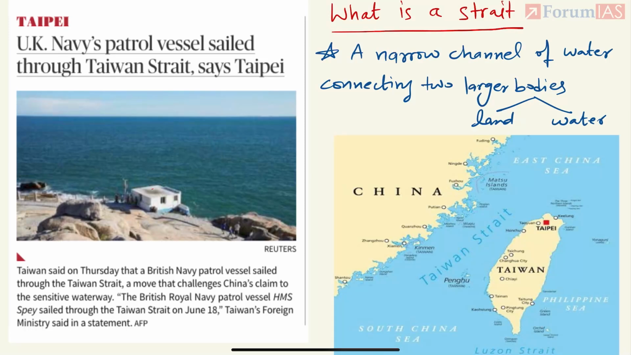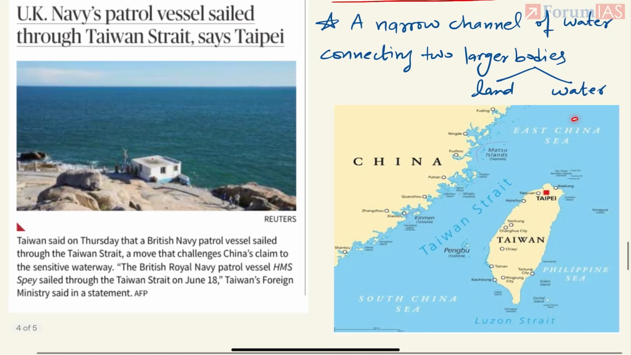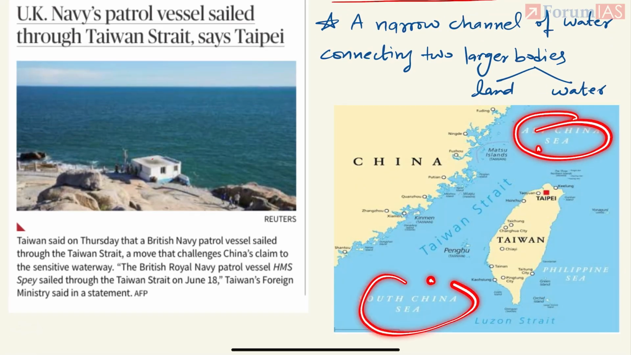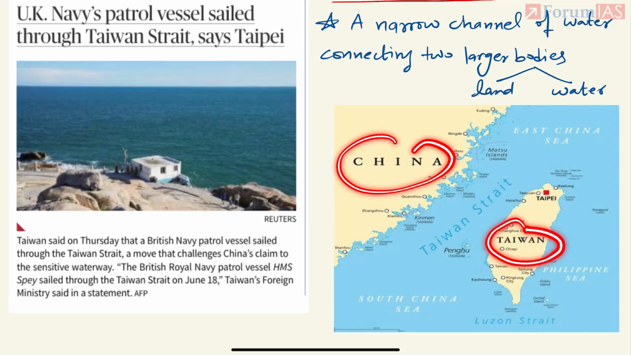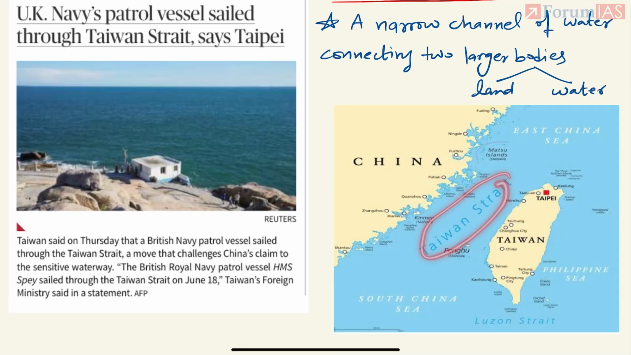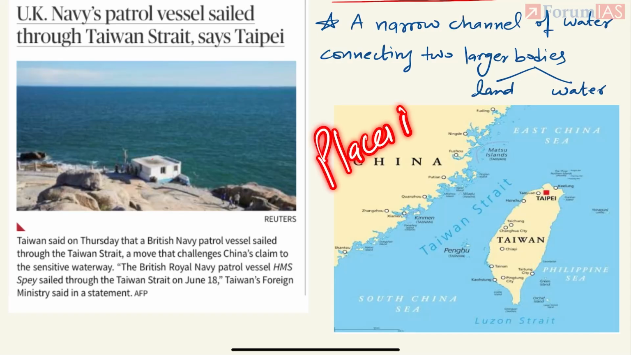So here, majorly, we will see the information related to the prelims. First of all, what is a strait? This is Taiwan Strait. It's a narrow channel of water connecting two large bodies. What large bodies? It can be water bodies like East China Sea and South China Sea. It connects these two. Or they can be land also, like China and Taiwan. So Taiwan Strait separates China and Taiwan and connects East China Sea and South China Sea. So various straits are in news recently. Such places in news, this can be asked any day in the exam.